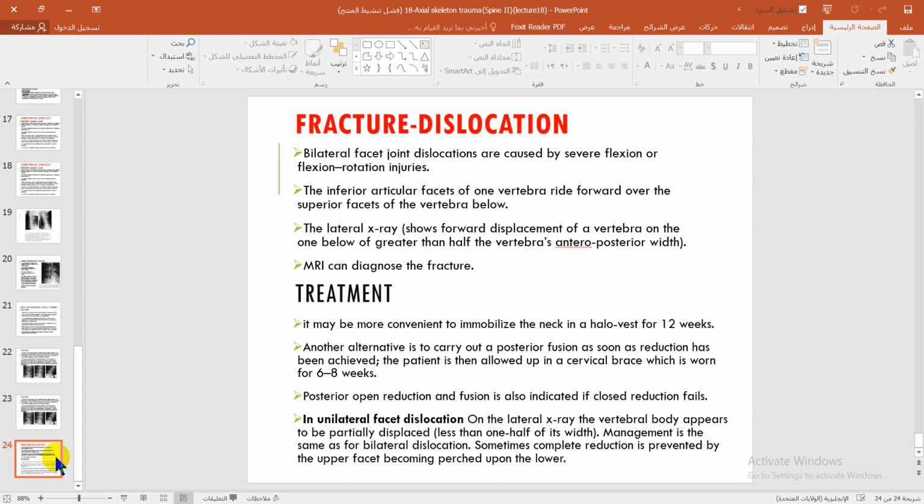Posterior open reduction and fusion is also indicated if closed reduction fails. In unilateral facet dislocation on the lateral X-ray, the vertebral body appears to be partially displaced, less than one half of the width, as we mentioned, and if more than half of the width is displaced, it means bilateral dislocation.